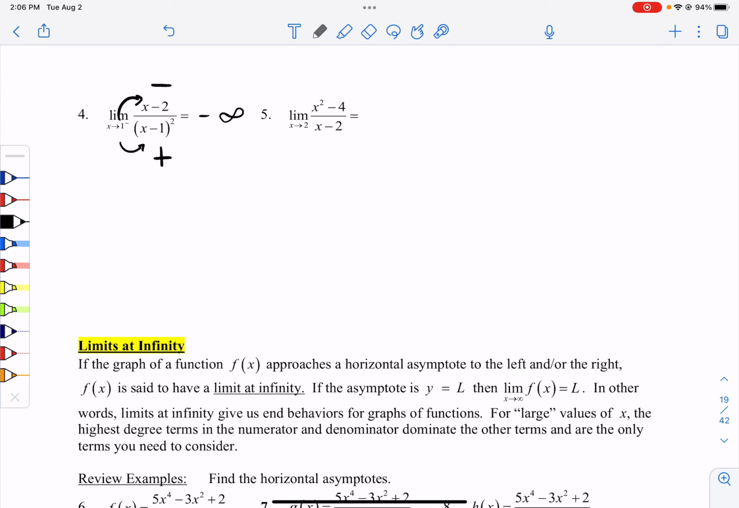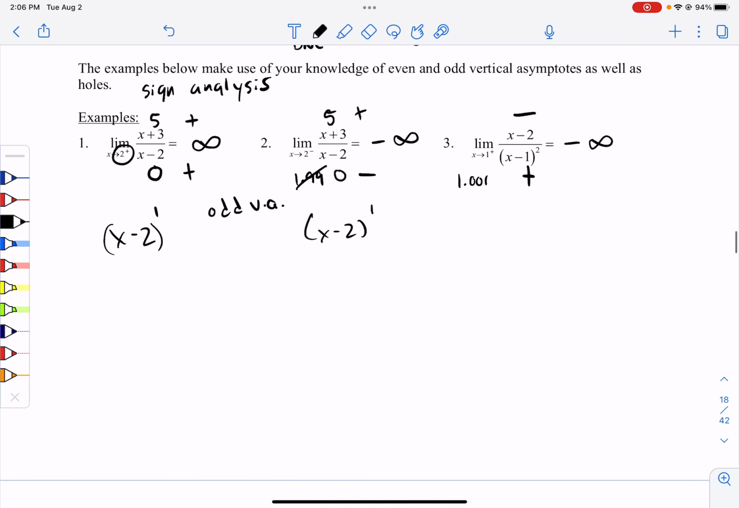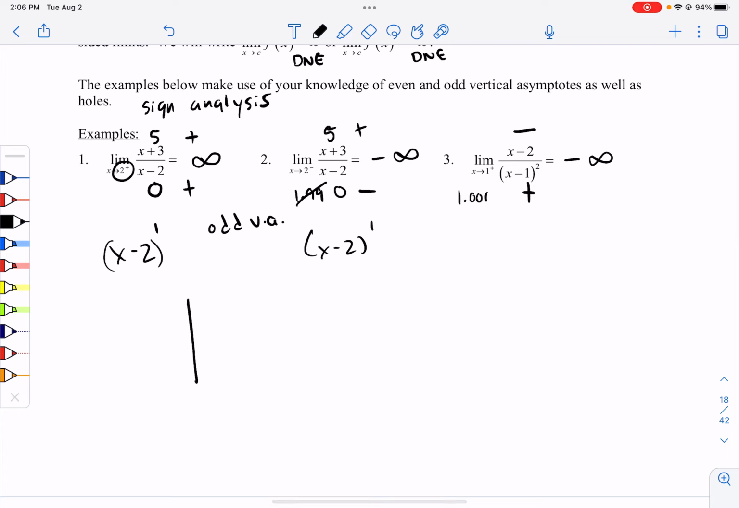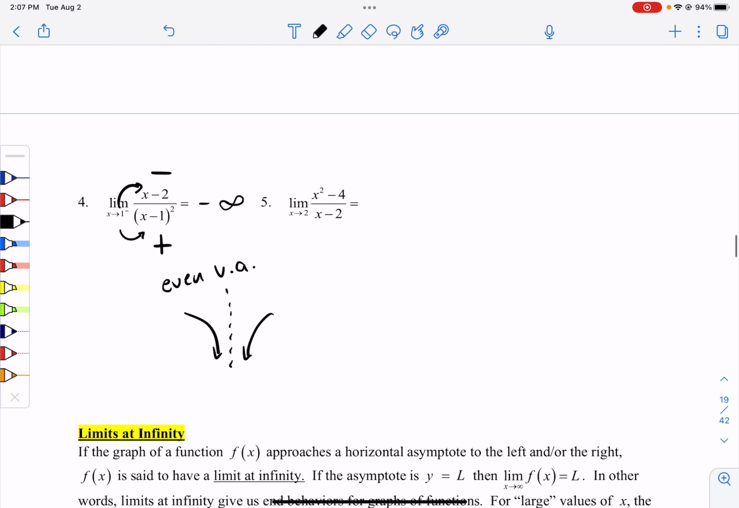And what that squared means is that this is an even vertical asymptote. So that means that if this is my vertical asymptote, both of my functions are going down to negative infinity. On both sides of the asymptote, they're going down, okay? Whereas before, on these odd ones, if my vertical asymptote's right here, to the right, I was going up, to the left, I was going down, okay?